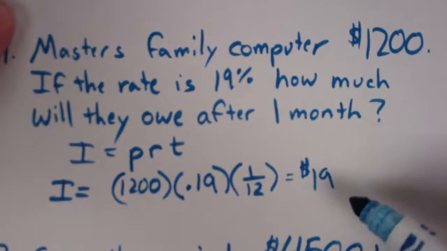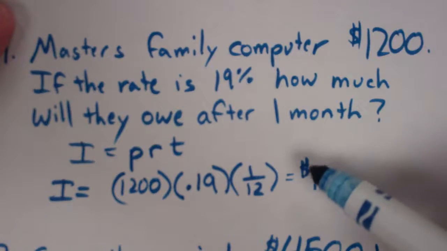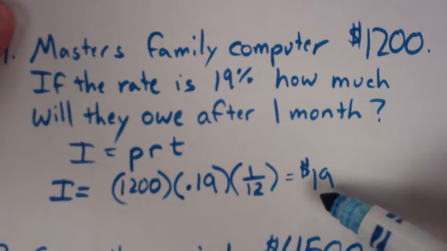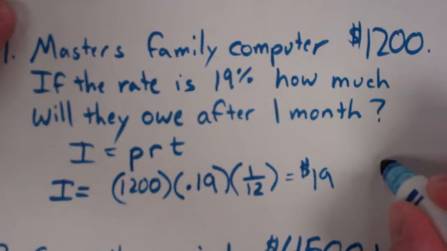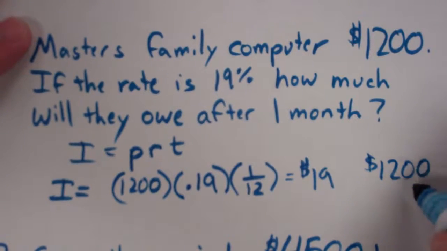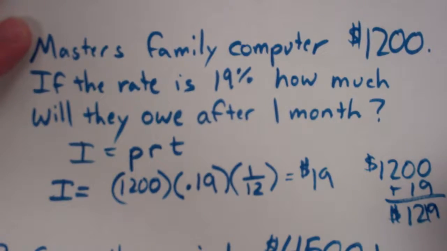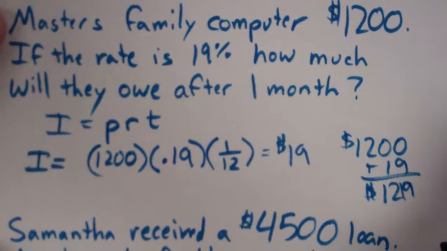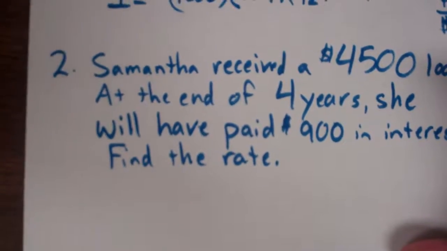Now, remember, this is just the amount of interest that I'll be paying in that month. So now I owe whoever I borrowed that money from the $1,200 for the principal. I also owe them $19. So now I owe them $1,219.